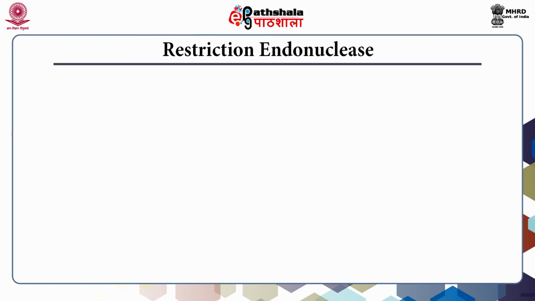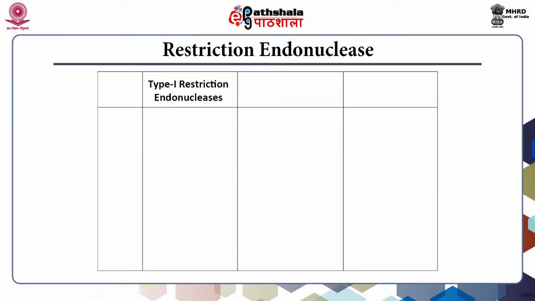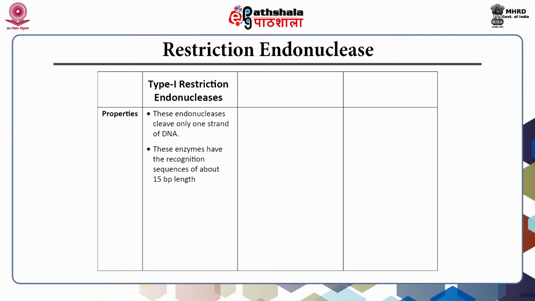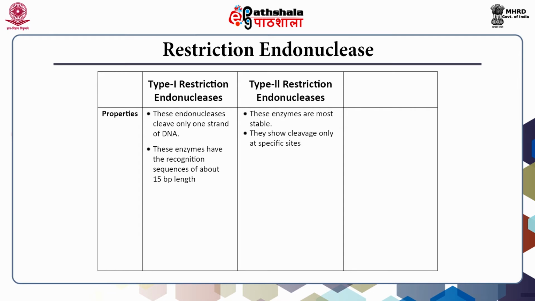Different types of restriction enzymes differ in their properties. Type 1 restriction endonuclease cleaves only one strand of DNA. These enzymes have recognition sequences of about 15 base pair length. Type 2 restriction endonucleases are most stable. These nucleases cleave only at specific sites. These nucleases produce DNA fragments of defined length.